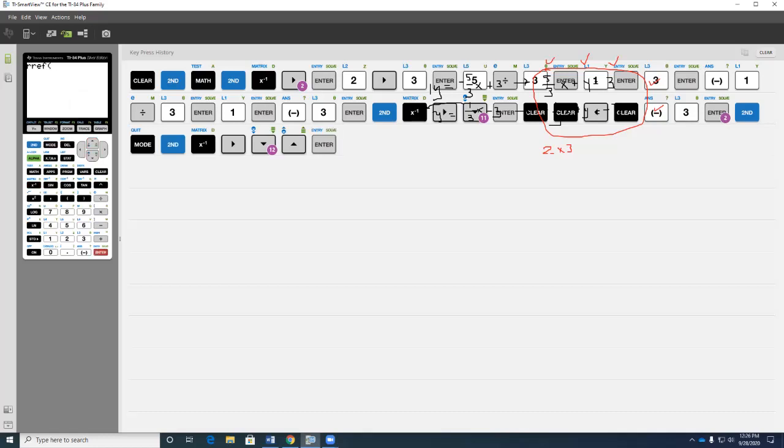Now I will tell it to use matrix, so I'll do second matrix. And remember, we called the first one matrix A, so I'll just select that. Now it's going to do row reduced echelon form on matrix A. And here are my answers. Here's how we read this.